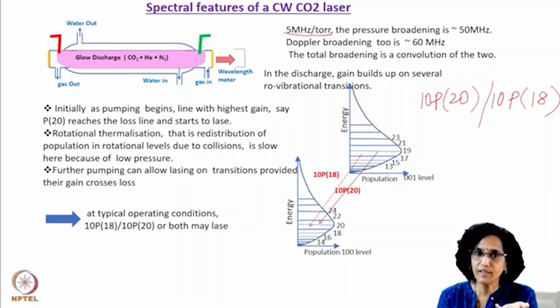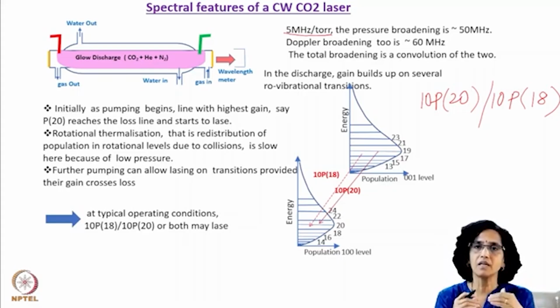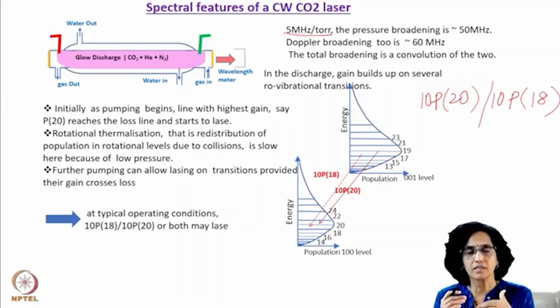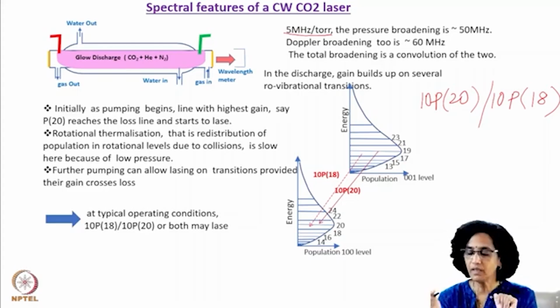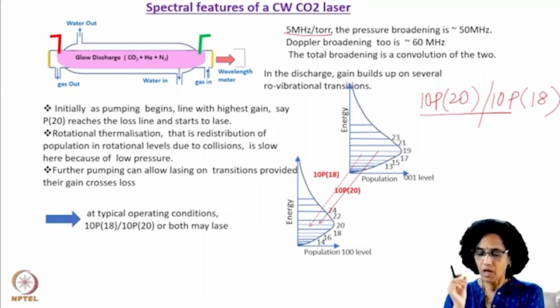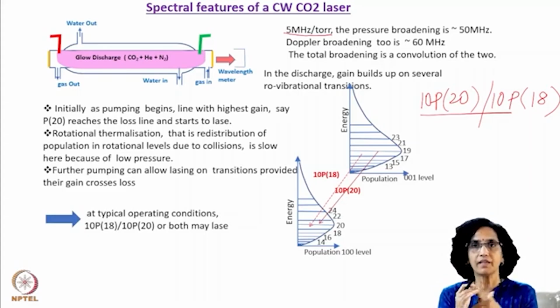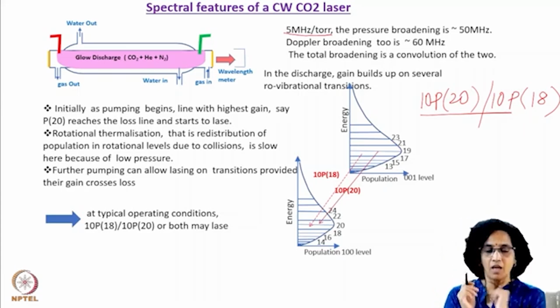Therefore, the stimulated emission rate, which is proportional to the population inversion, also reduces. Because of this dynamics, there are initial transients before the lasing settles on a particular line, which could be, as we thought, 10P20 or 10P18. Now, sometimes because of cavity length fluctuation, there can also be jumping between these high gain lines. Sometimes it is 10P20, sometimes it is 10P18.